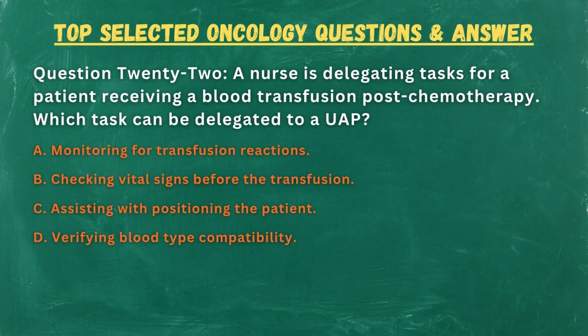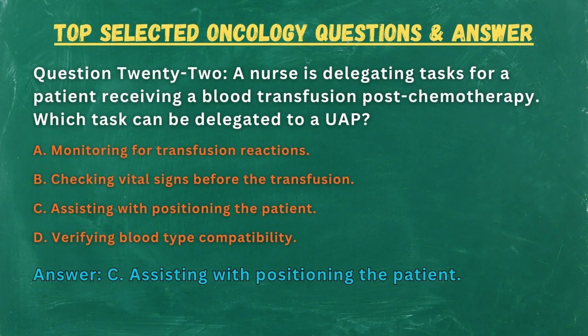A nurse is delegating tasks for a patient receiving a blood transfusion post-chemotherapy. Which task can be delegated to a UAP? A. Monitoring for transfusion reactions. B. Checking vital signs before the transfusion. C. Assisting with positioning the patient. D. Verifying blood type compatibility. Answer. C. Assisting with positioning the patient.